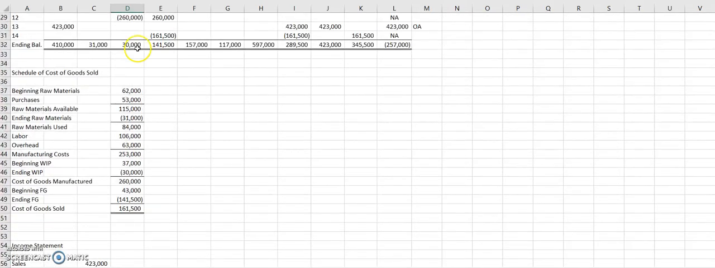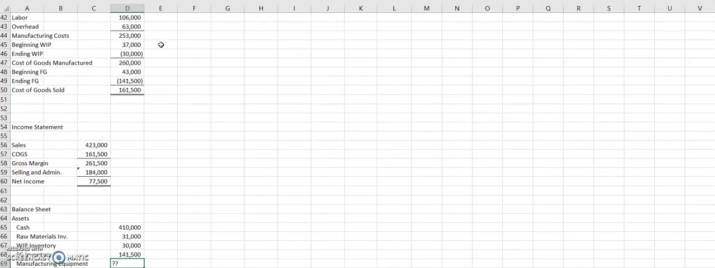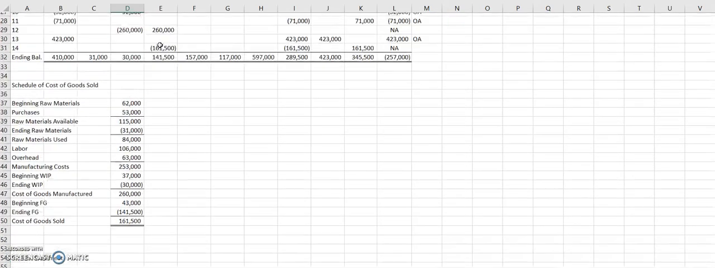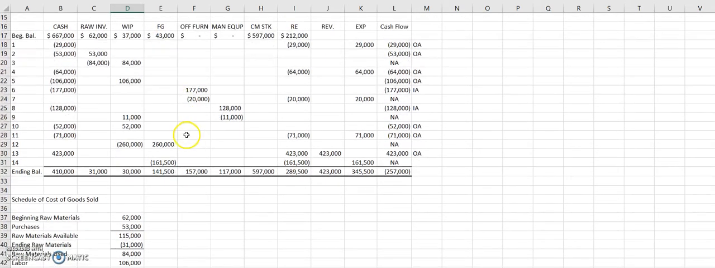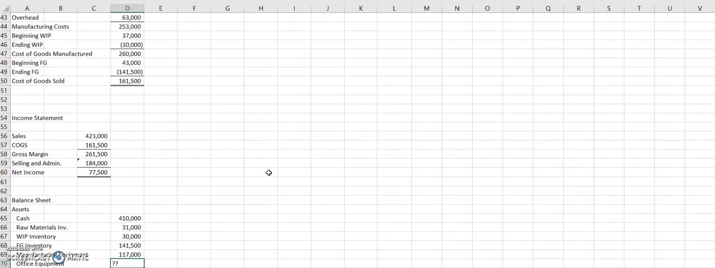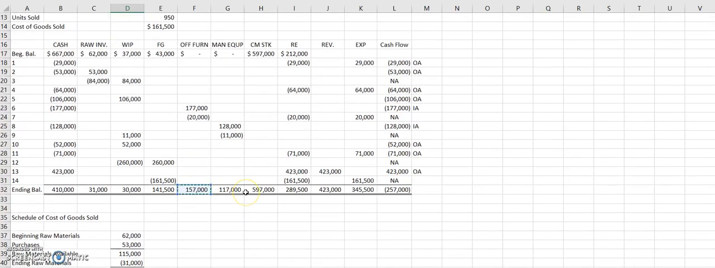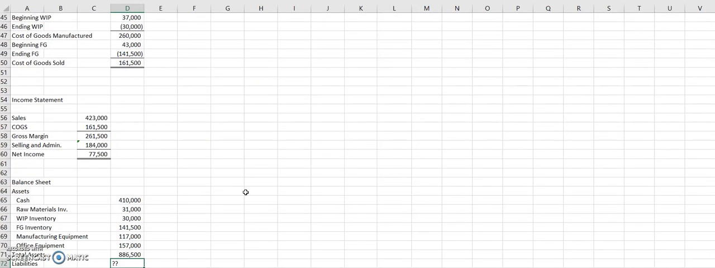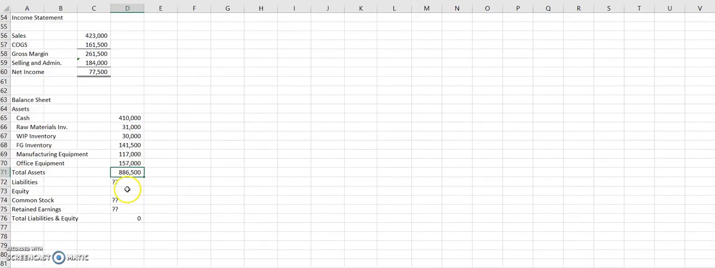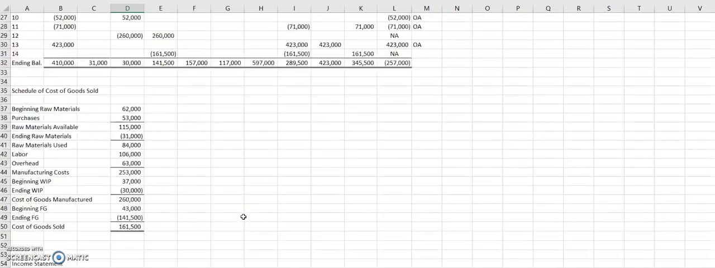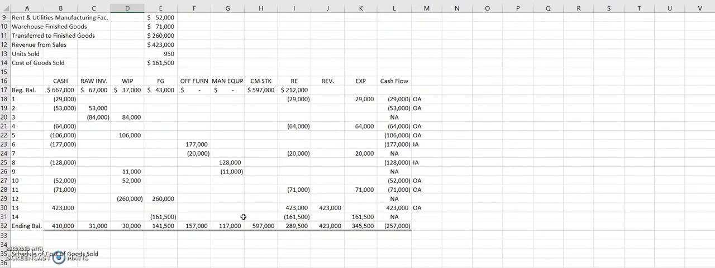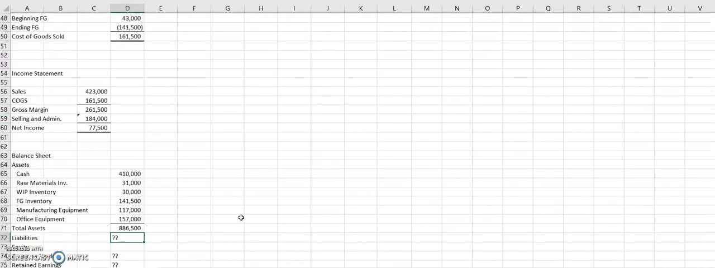Next door to that is our finished goods. Next door to that is our manufacturing equipment. No, our manufacturing equipment's there. And our office equipment is here. So that gives us a total asset number of $886,500. And do we have any liabilities? We have no liabilities.